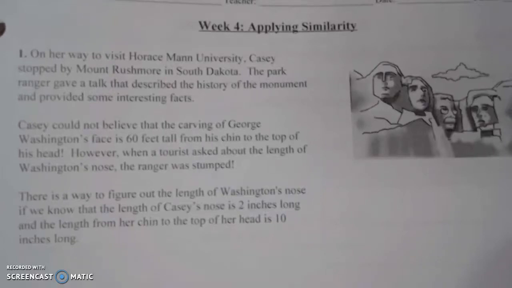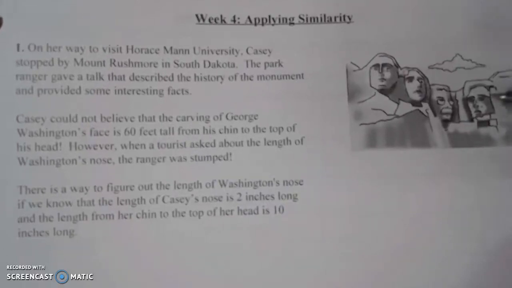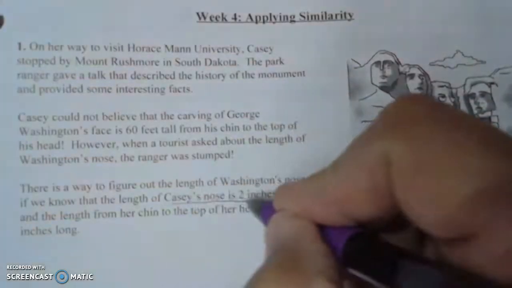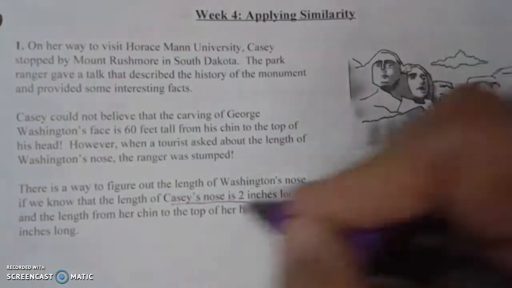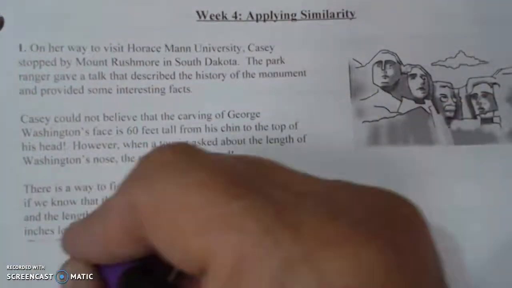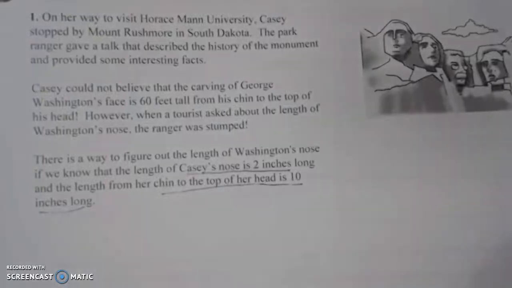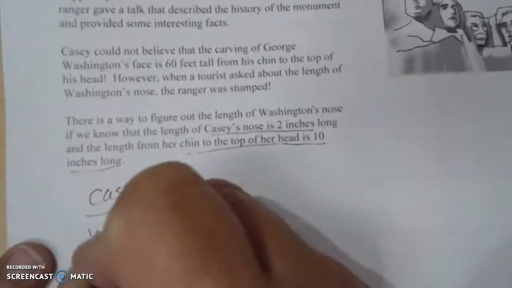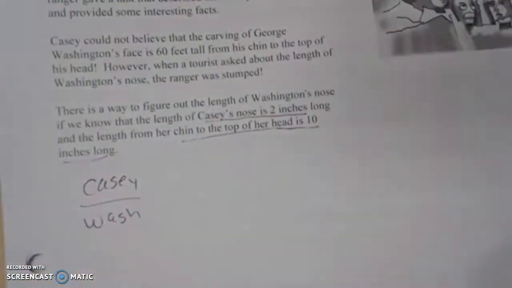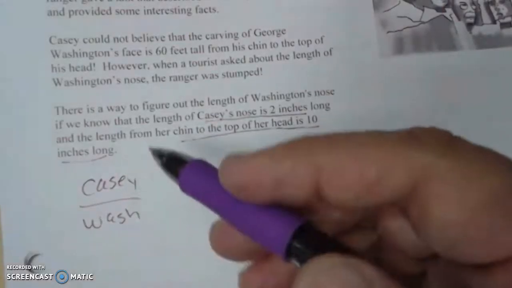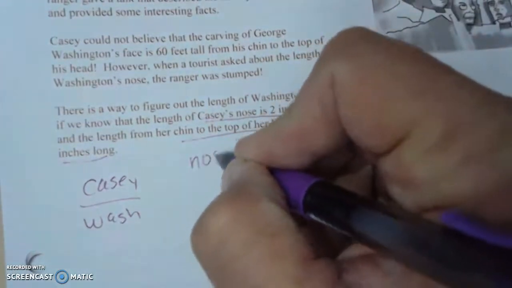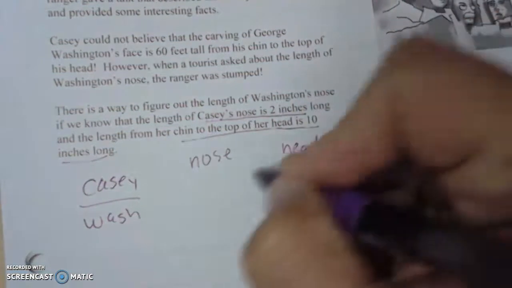So there is a way to figure out the length of Washington's nose. Here's information about Casey. Casey's nose is 2 inches long, and the length from her chin to the top of her head is 10 inches long. So what we're going to do is take information about Casey and compare that information to Washington. And remember I said to keep the like terms together? So everything about Casey's nose is here, and about her head is here. Let's keep the like terms together.